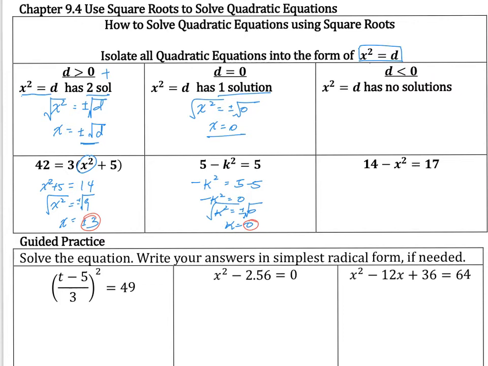Now let's look at the third case, when d is less than 0, meaning negative. So I'm just going to put a negative sign next to d. And x squared would always produce a positive number. So this is not a true statement. X squared equals negative d does not make sense. So therefore, there are no solutions in this case.